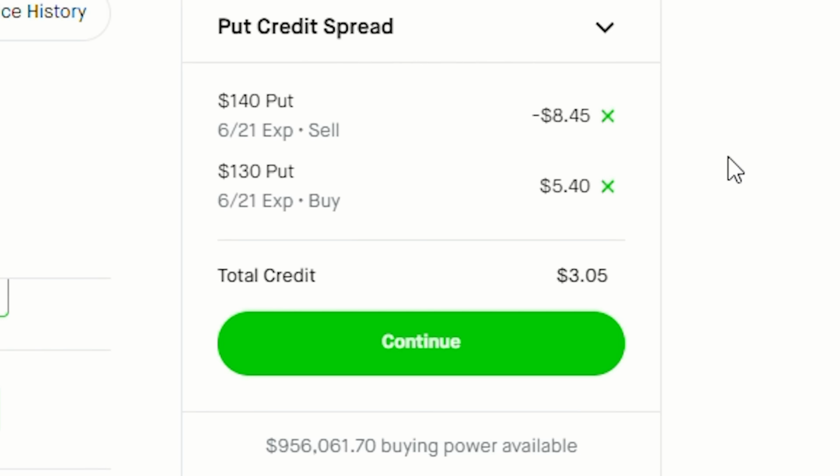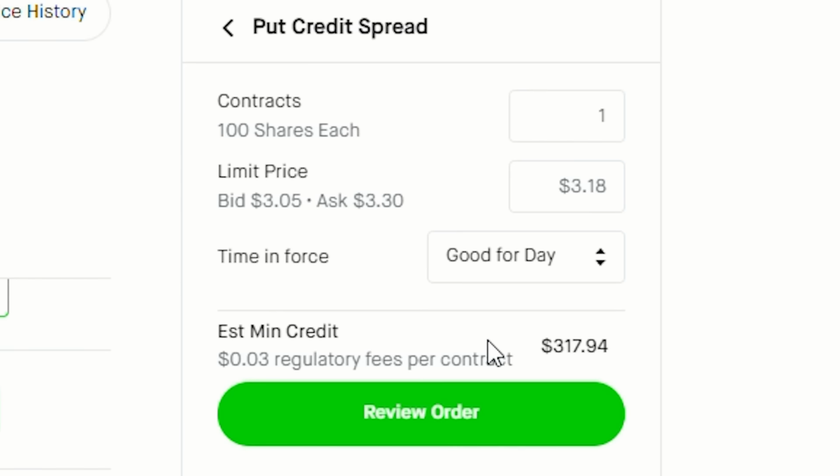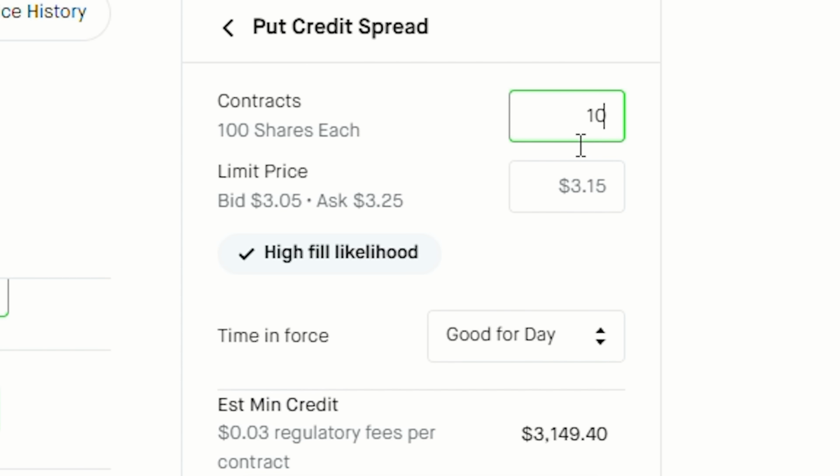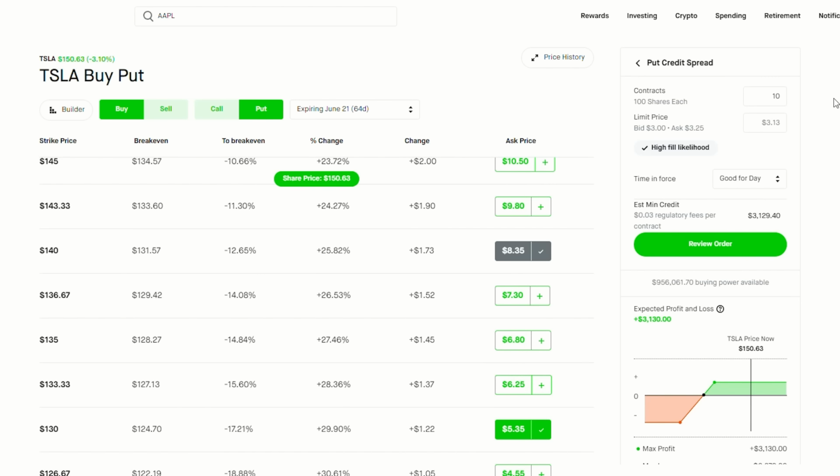So the total credit here is $3. So you're making a lot of money. And if I go for 10 contracts again, you can see that I'm making over $3,000. And this is how I make money trading credit spreads, only risking sometimes $50, $100, or a really small amount of money, but still having a really high return, low risk. And even if the worst comes to worst, I have rolling and adjusting positions in my arsenal.